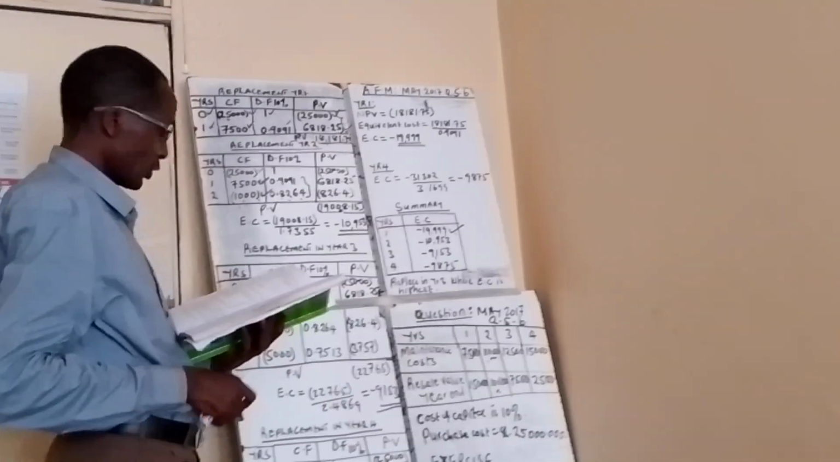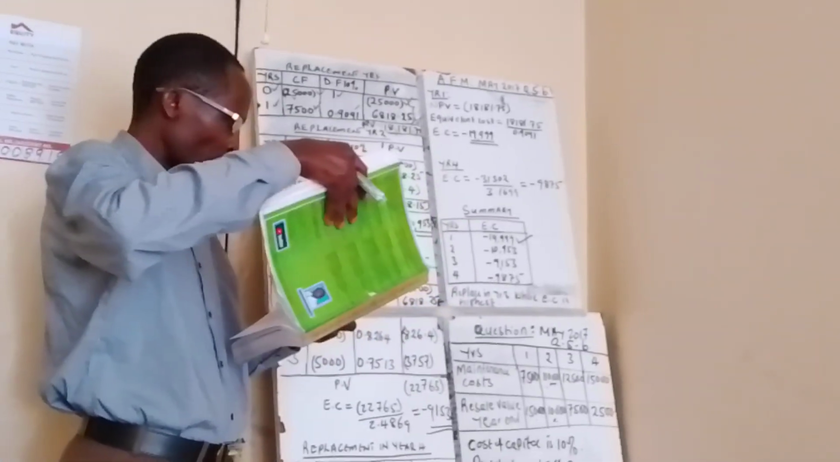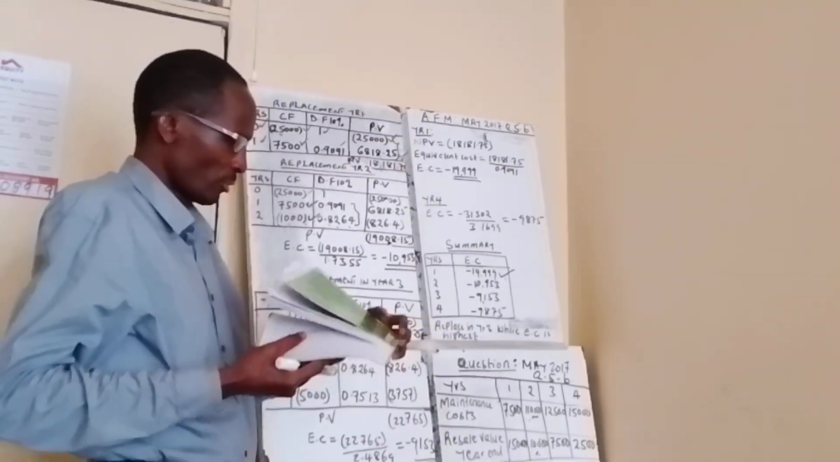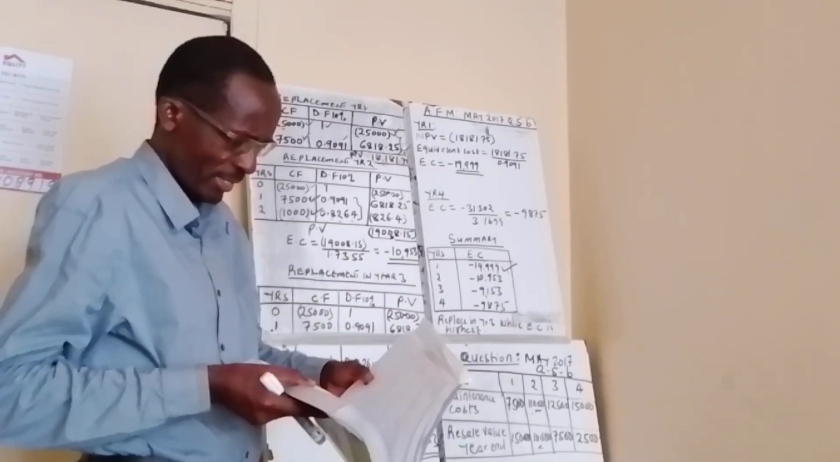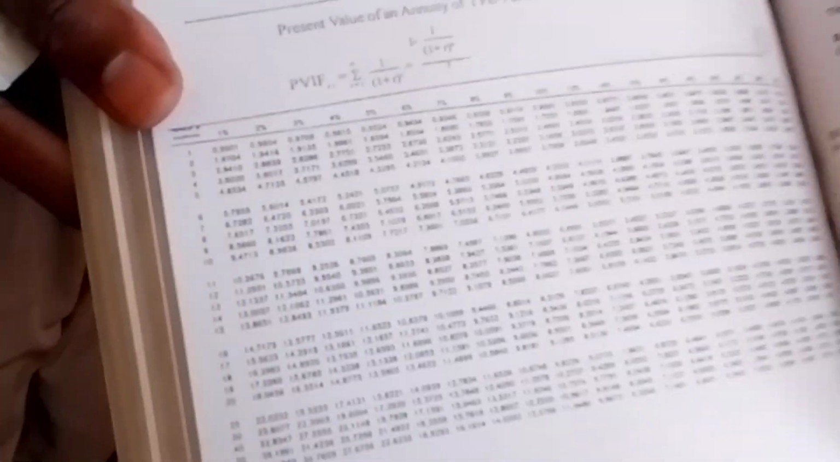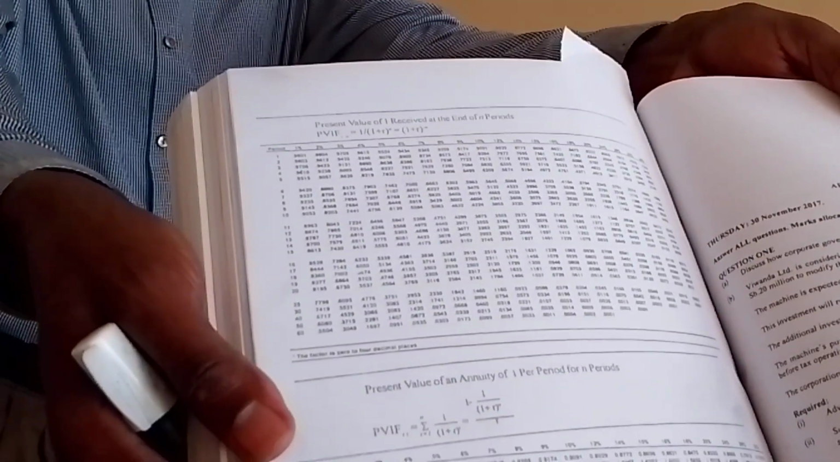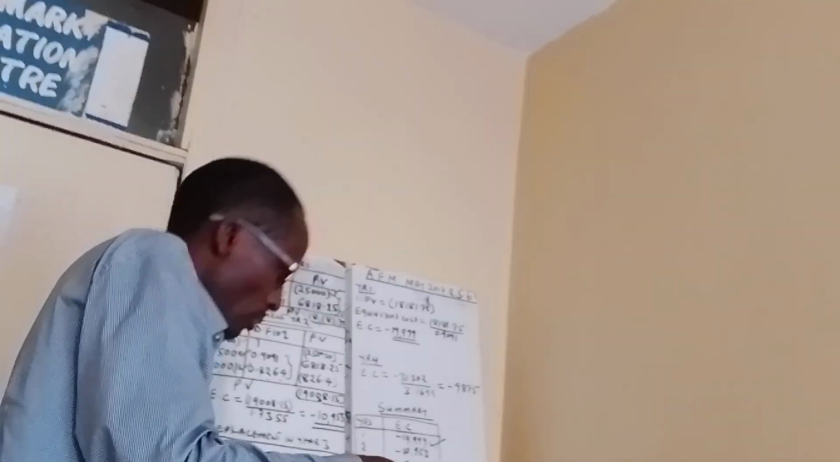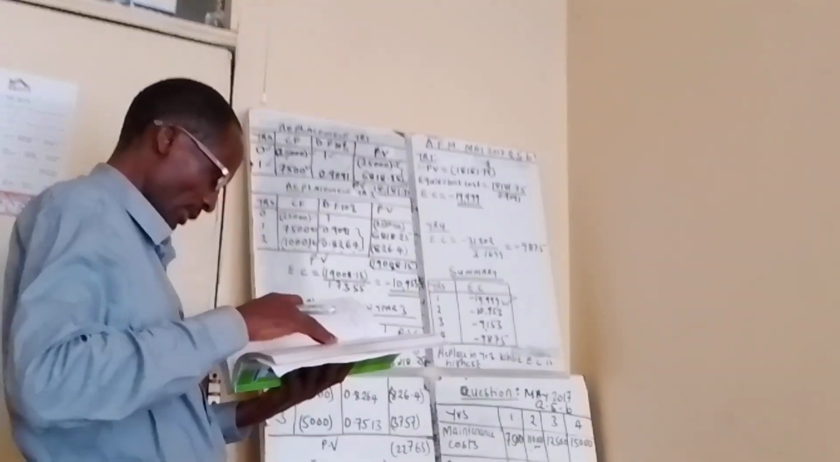But before I take the question, you should be conversant with how to use the present value interest factor tables as provided by the examiner. And what I'm talking about is those tables there, the first table and the second table. Now, let me go straight away to the question.